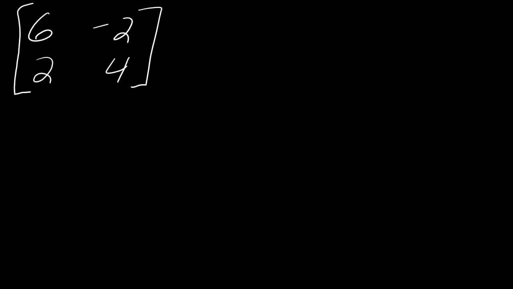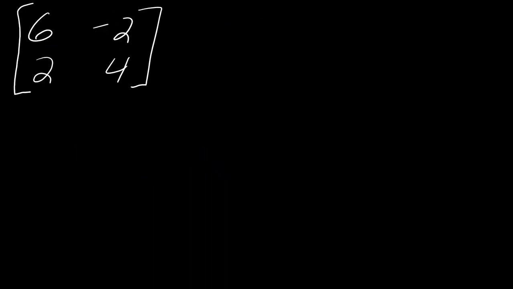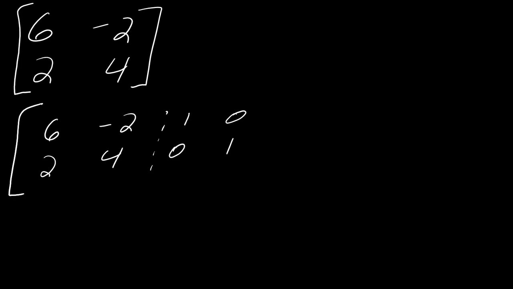Okay, so I'm going to start with this 2x2 matrix. This will be the easiest one to start with. Remember, the name of the game here is we create this augmented matrix. So what I'm going to do is take this matrix and augment it with its associated identity matrix. So here's the augmented matrix, all right?